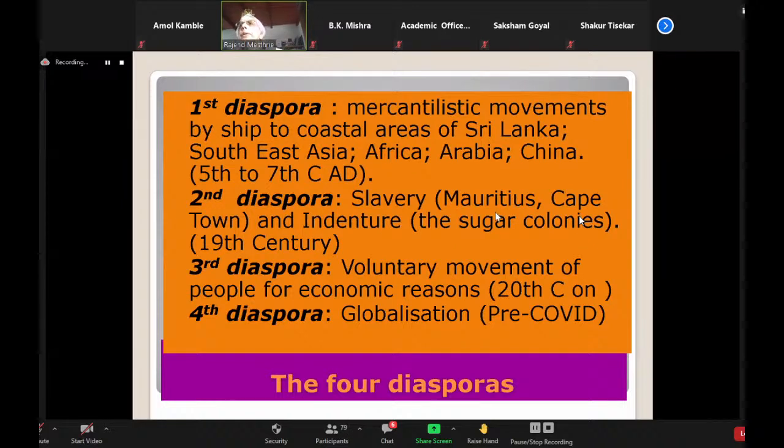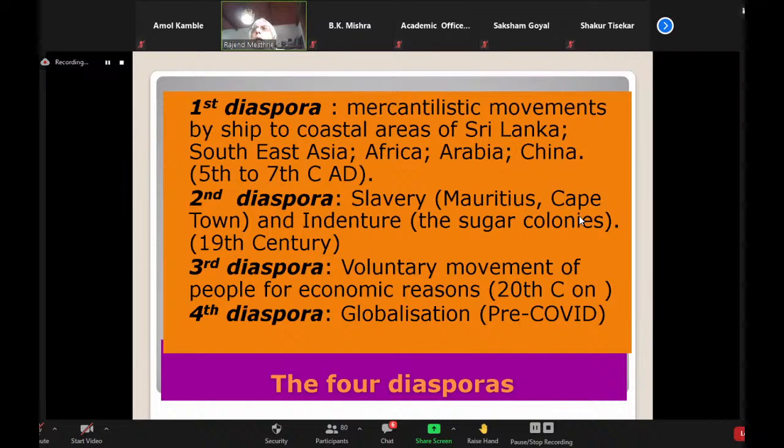The third diaspora is more voluntary. Indians moved for economic reasons to Britain from the 1950s onwards, and a sizable presence there, and to America from the 1970s onwards, first as graduate students, and then from the 80s onwards in larger numbers, to the extent that we know that the Indian presence is very prominent in the United States, in the medical sphere, naturally, and in other spheres too.